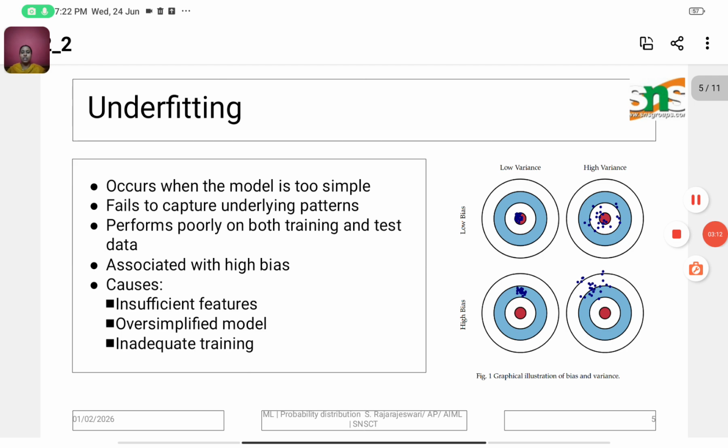It is caused by insufficient features, an oversimplified model, and inadequate training. This is the basic concept of underfitting. Underfitting comes under supervised learning. The model is too simple and fails to capture underlying patterns, and this mainly leads to underfitting.